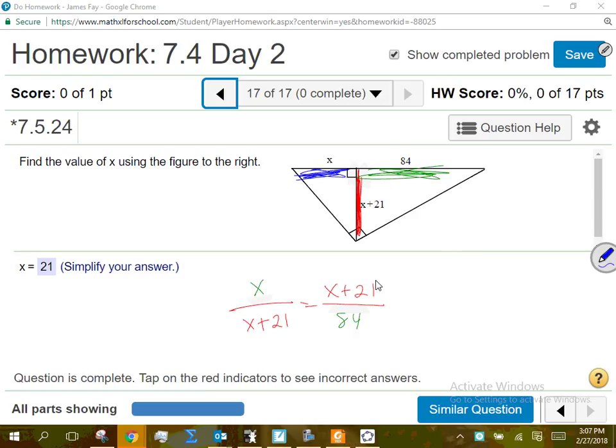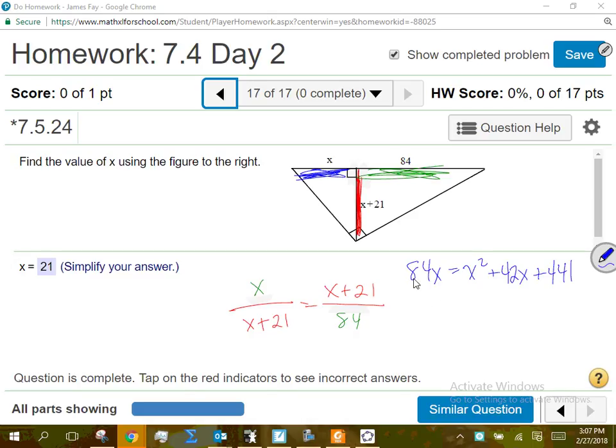Okay, so when I cross multiply, I get 84x. And now, what's x times x? X squared. I'm going to get 42x's, right? Anybody know what 21 times 21 is? What? 21 times 21? I heard it. 441. Okay.